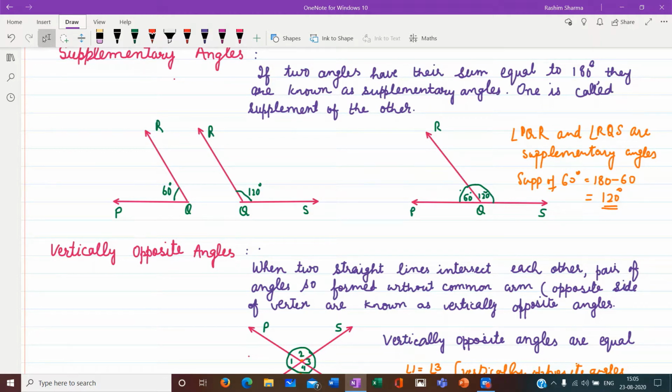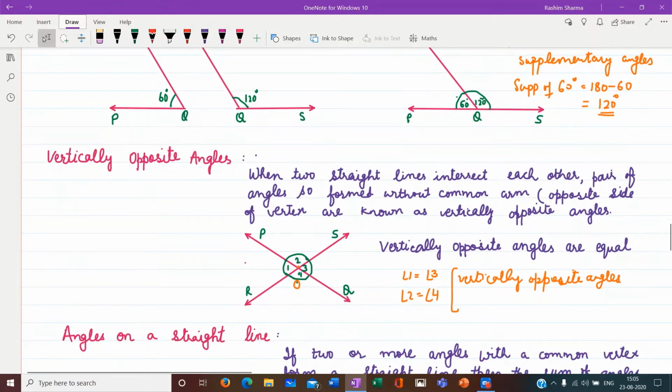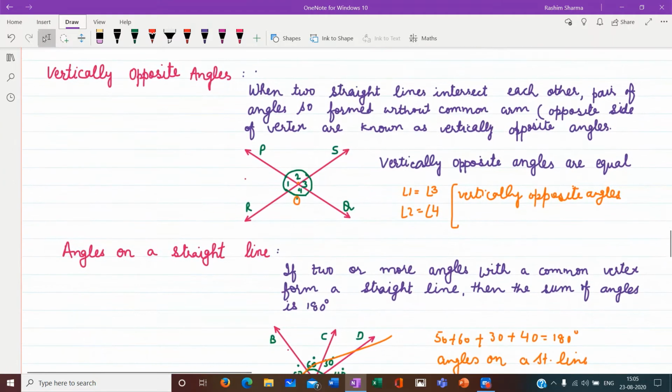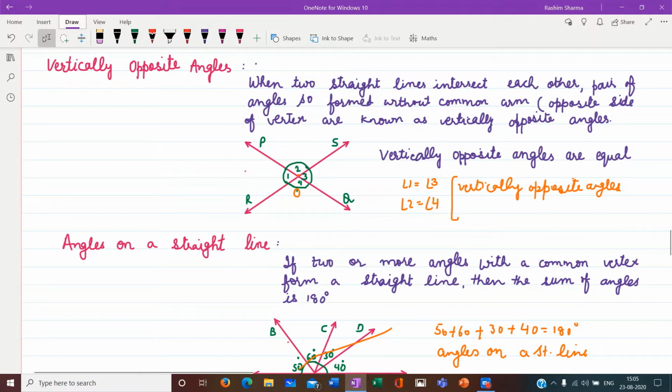Next we have vertically opposite angles. When two lines intersect each other at a vertex, angles on the opposite side of that vertex are known as vertically opposite angles. Here we can see angle 1 and angle 3 are vertically opposite to each other and angle 2 and 4 are vertically opposite to each other, and vertically opposite angles are always equal.